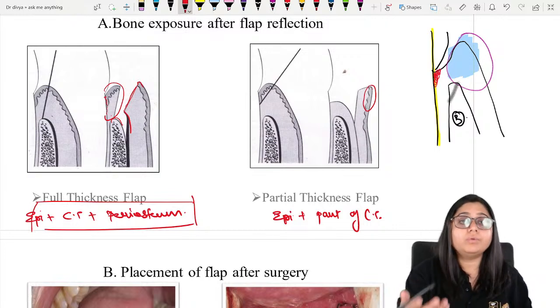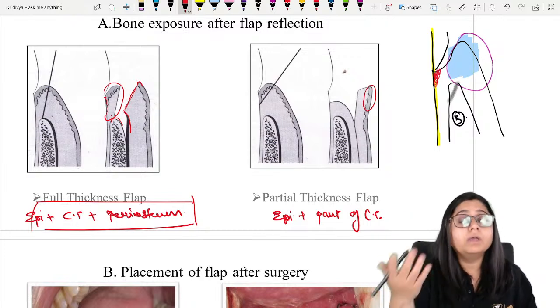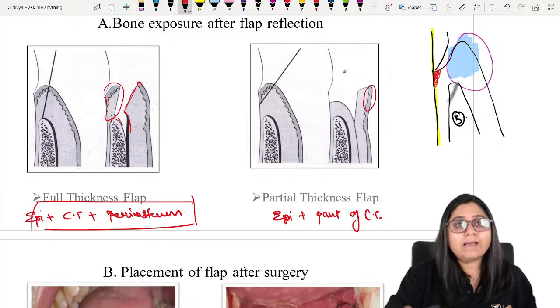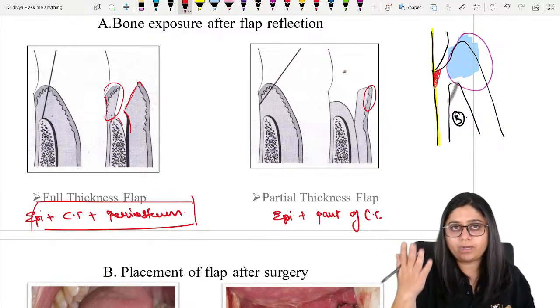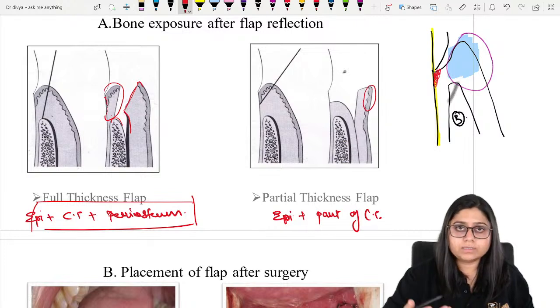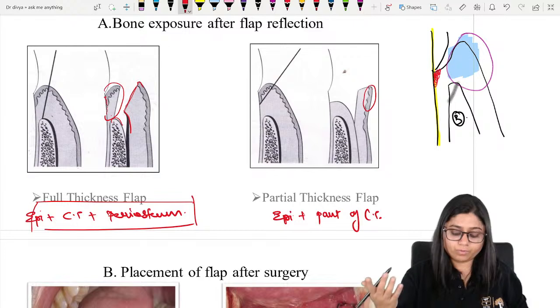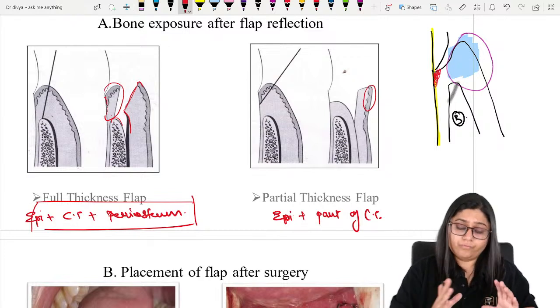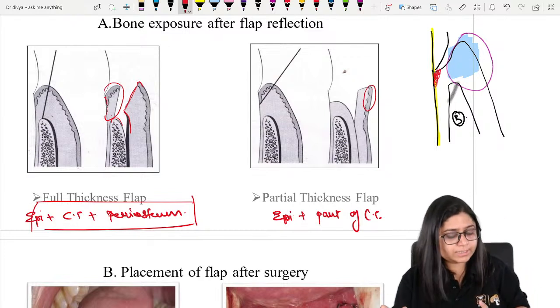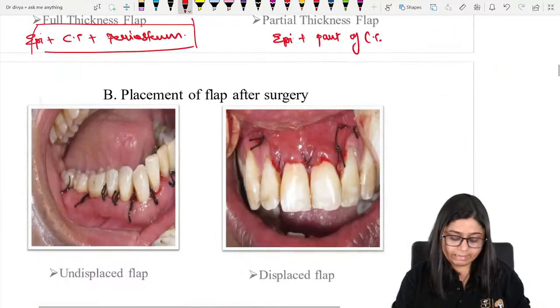So why do I need to raise this partial thickness flap? Most of the time this partial thickness flap is raised in cases of recession, when I want to do root coverages. In recession cases, we need to go for a partial thickness flap. Okay, so this is the full thickness and the partial thickness flap. I hope it is clear.